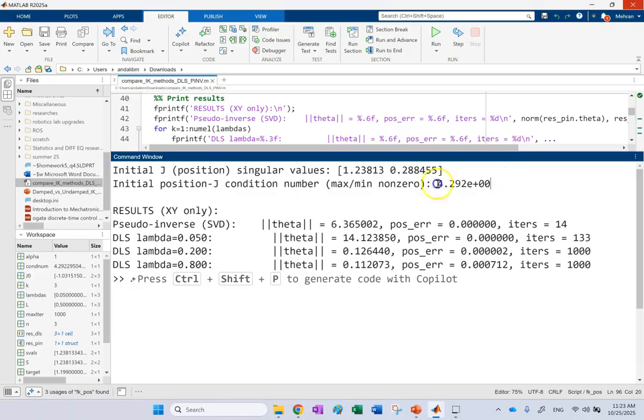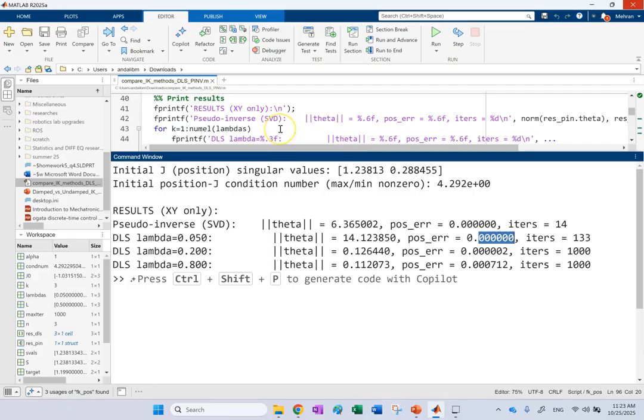So let's look here. Initially, you see I started from a position that was not singular. If you look at the pseudo-inverse, it converged within 14 iterations. The final pose error is perfectly 0. And my magnitude of theta is about 6.36. Okay, now when I use the small lambda in DLS method, it needed more iterations, still could reach there because it's a small lambda, so it's close to PINV, it is doing a good job.